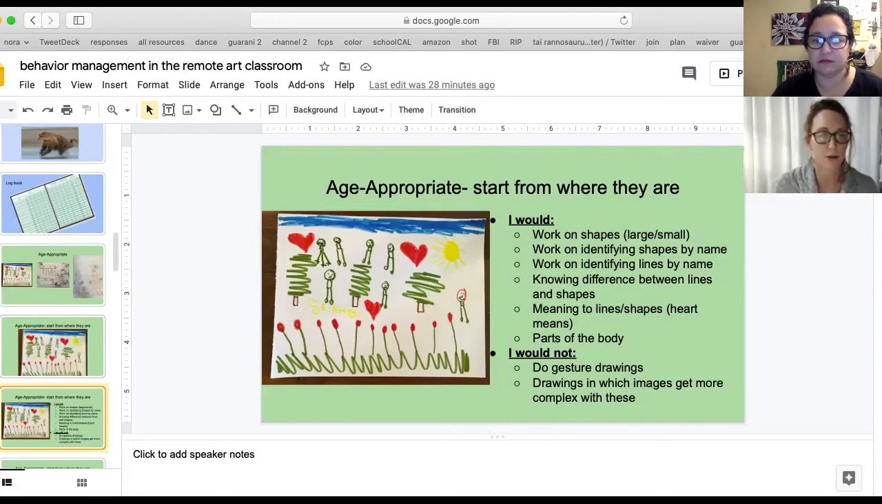For example, you can see that they have hearts, which represent love. So what else can you show meaning with in shapes? So what you don't want to do is go too far ahead. For example, you wouldn't want to start kindergarten students on gesture drawing after seeing an example such as this. They are doing fine just the way they are. They need to make sure that they feel successful. That's going to help with your behavior management by having those easy obtainable goals.